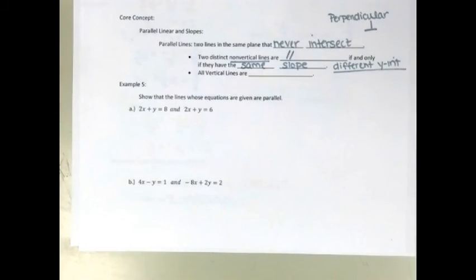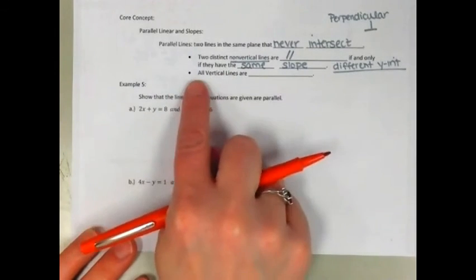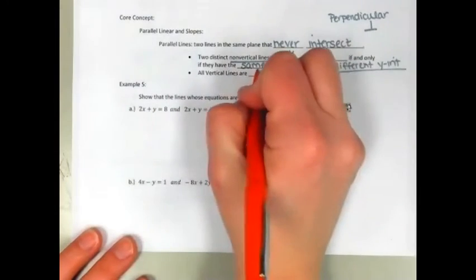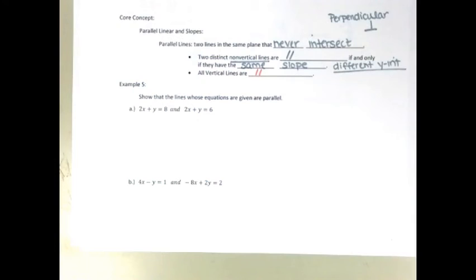No matter what, vertical lines, even though they're not functions, are still going to be parallel to what? Vertical lines. So all vertical lines are parallel to each other, right? Even though they don't have a slope, they're undefined, they're still going to be parallel to each other, right? Okay. All right, show that the lines whose equations are given are parallel.